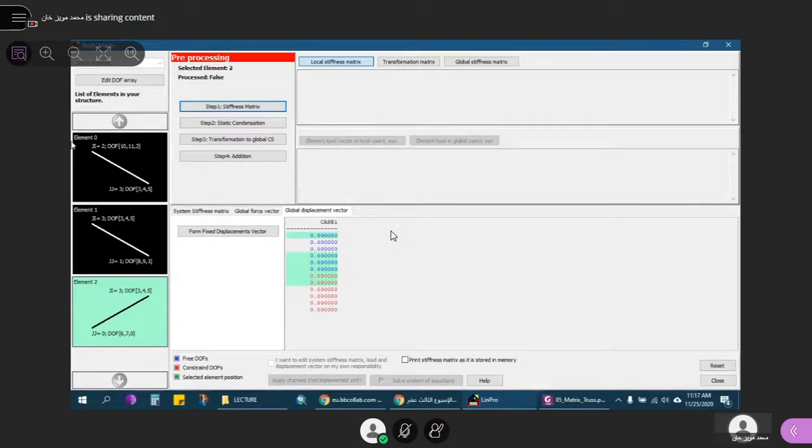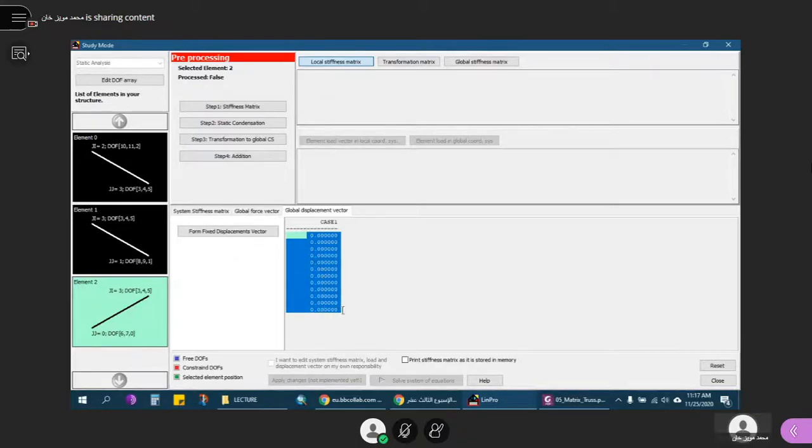Not from 1. So we have element 0, element 1, element 2. Even though in the case of degrees of freedom we have degrees of freedom 0, 1, 2, 3, the same will be the order for this. So for the global displacement vector, how many do we have? 1, 2, 3, 4, 5, 6, 7, 8, 9, 10, 11, 12. All right, we have 12 degrees of freedom for this.